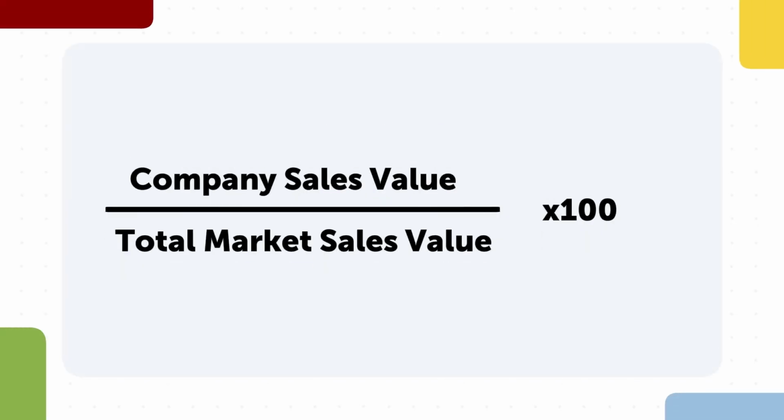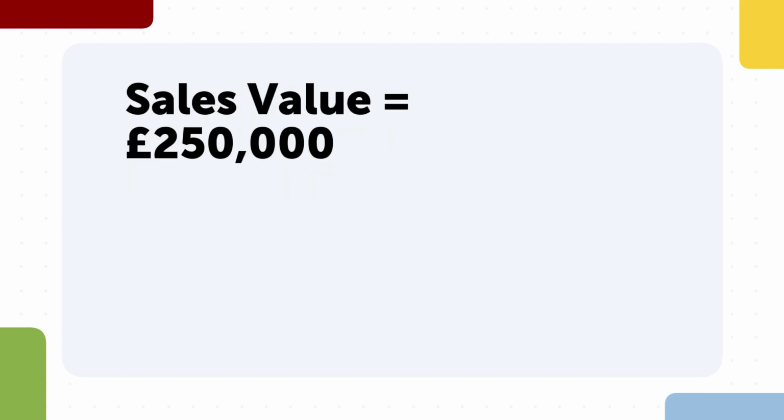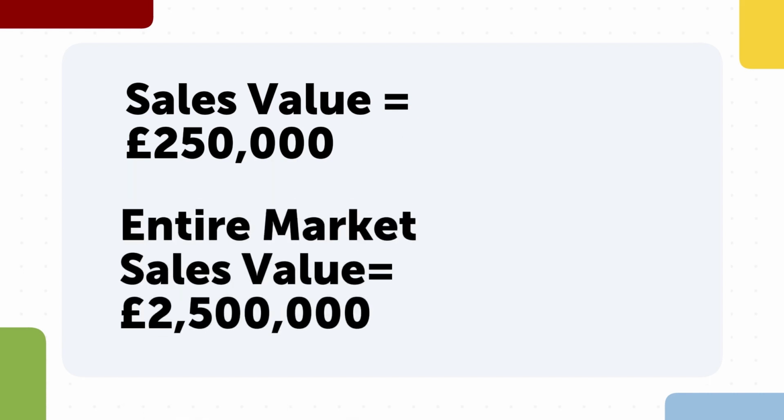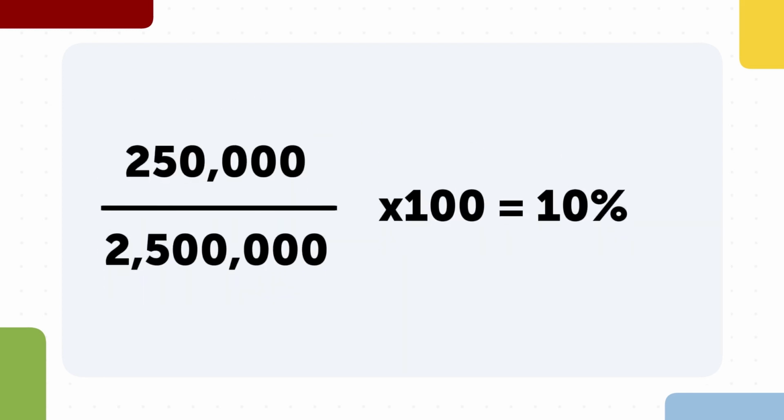Alternatively, you can calculate market share by using the sales value, also known as revenue. In this method, you take your company's sales value divided by the total market sales value and then multiply this by 100. For example, if your company has a sales value of £250,000 and the entire market sales value is £2.5 million, you would calculate it as follows. £250,000 divided by £2.5 million, multiply that all by 100. This also results in a market share of 10%.